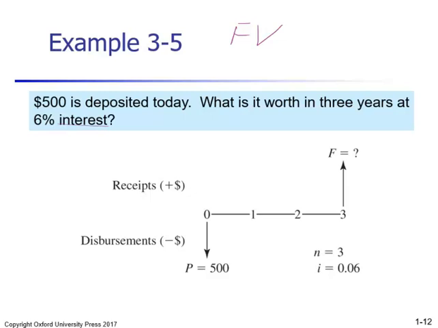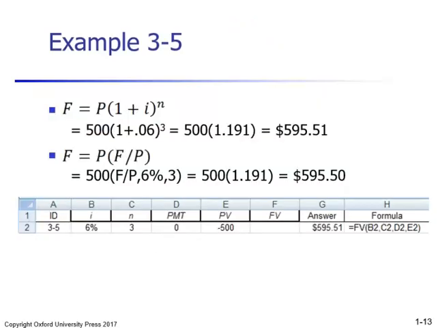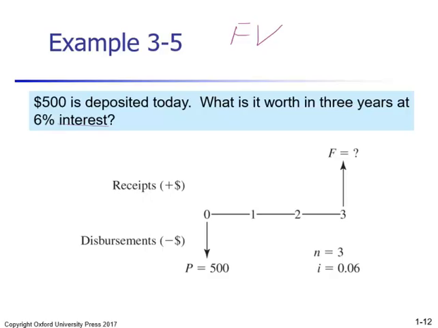Stop the video and do it and check the results with the answer I'm showing you shortly. Here is the answer. I hope you have come up with the same result. Let's jump to the Excel part. Here we have the interest rate, here we have NPR 3, PMT is 0 because there is no annual payment here. It is just the present value and a future value.